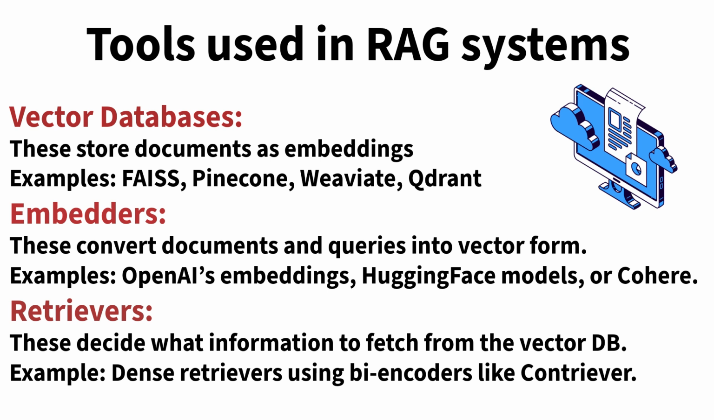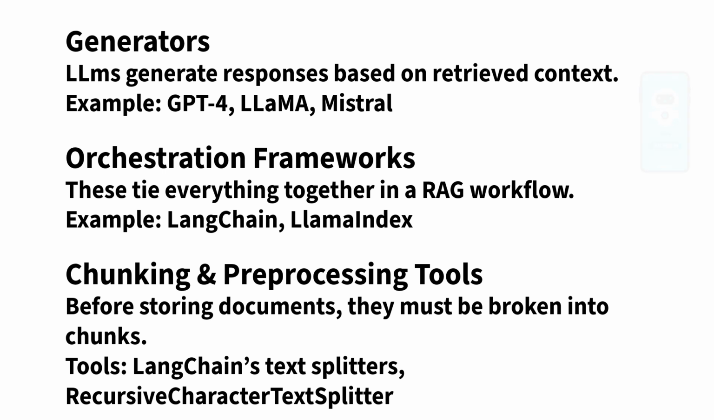Third, retrievers. These decide what information to fetch from the vector database. For example, dense retrievers using encoders like Contriever. Fourth tool is generators. These are the large language models that generate responses based on retrieved context. For example, GPT-4, Llama, Mistral, etc.